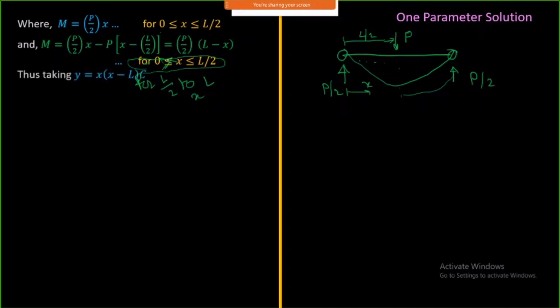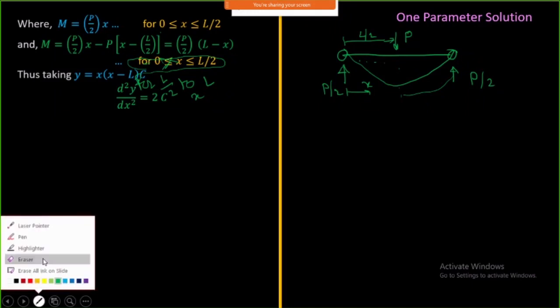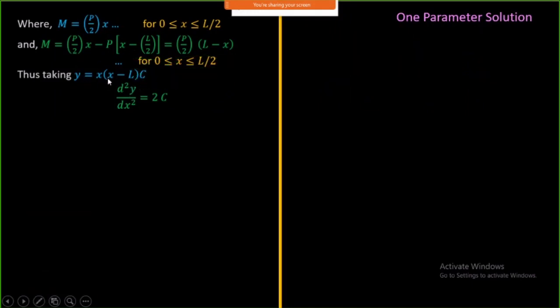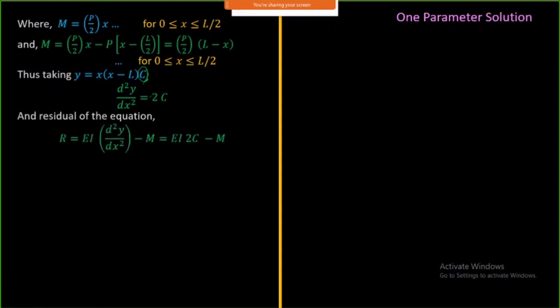Now I can have this equation, and typically y is equal to x into x minus L into C. This constant C is what I want to determine. Then d2y by dx square is equal to M by EI, and I can get a residual of the entire equation like this. So R is equal to, you can bring all the terms of the differential equation to one side, and that is equal to 0.